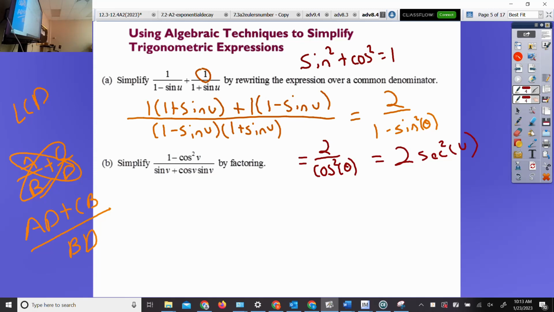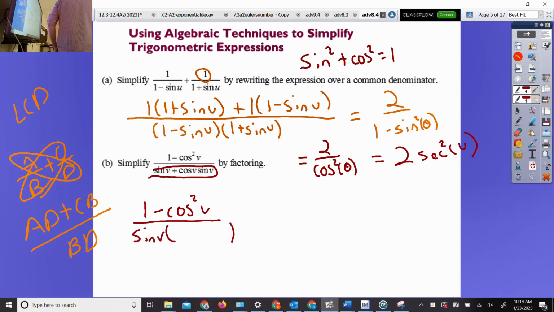Well, what do you see in the bottom? Sine times 1 plus cosine. Well, what do you see that you can factor down? Sine. 1 minus cosine squared of v over sine of v times what? Nope. 1. What do you do with your cosine? It's still there. It's 1 plus cosine v. You have to have that 1 there. Think about what you wrote. What you were going to write wasn't correct because you couldn't get back to the original.